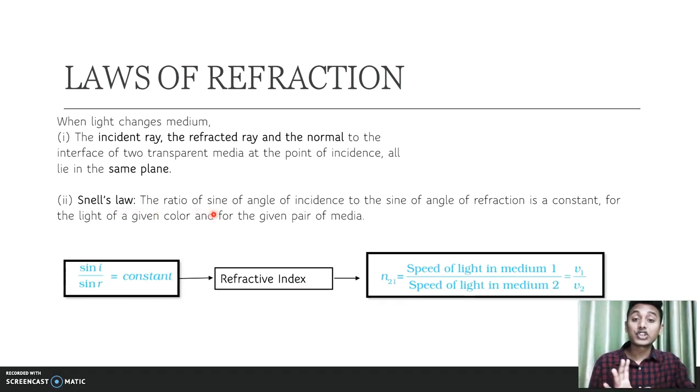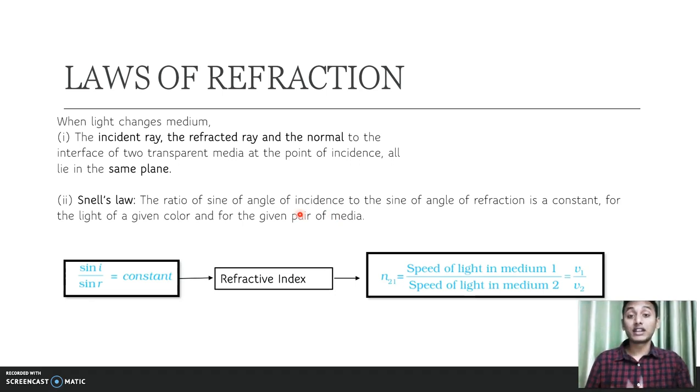Snell's law says that the ratio of the sine of the angle of incidence and the sine of the angle of refraction is constant, but with a condition. This ratio will remain constant for a given color of light and for a specific pair of mediums. If air and water are fixed for red color light, then we will see all the angles of incidence and all the angles of refraction give the same ratio, a constant.